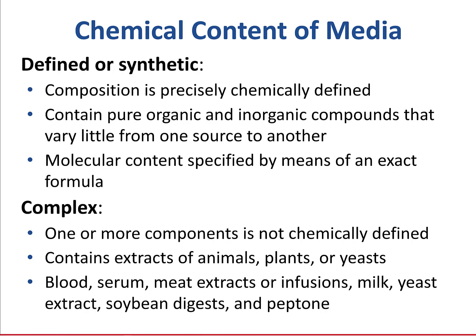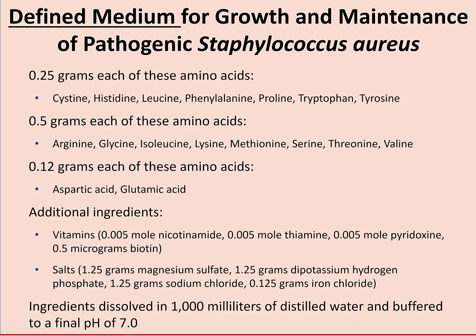So here's some defined media for growth and maintenance of a pathogen, Staphylococcus aureus. And so you need 0.25 grams in a liter. It's assumed unless it tells you otherwise. So it's dissolved in a liter, which is 1,000 mLs or milliliters. We're going to talk about units if you're not familiar with those. I have a supplement called Solutions and Dilutions that should help you with that.